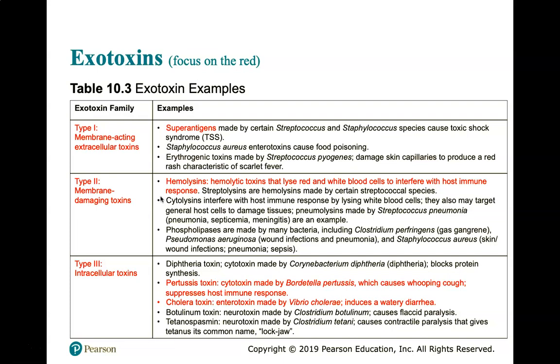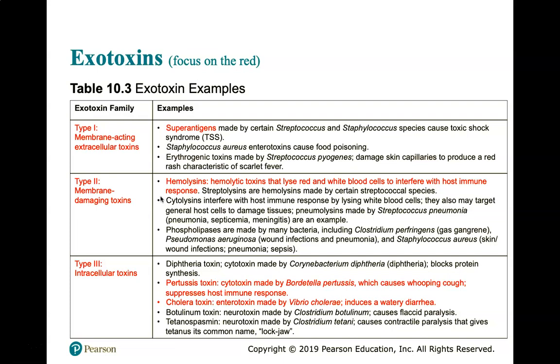Type 3, intracellular toxins. Remember, intra means inside. So these are ones that are inside the cell. The 2 I expect you to know are pertussis toxin, or what we call the PTX toxin. It's a cytotoxin made by Bordetella pertussis, which causes whooping cough. And it suppresses the host immune response.